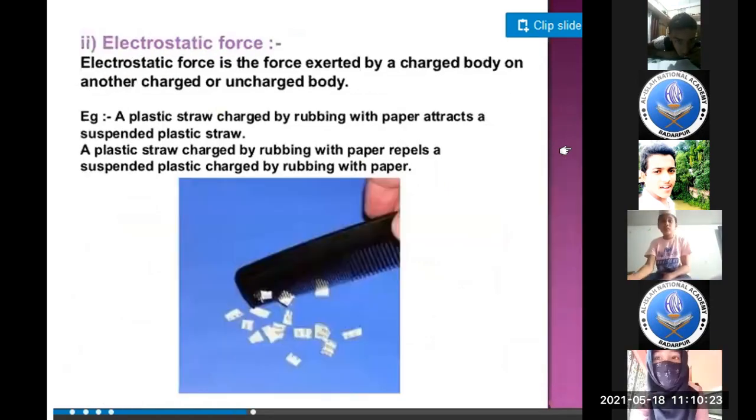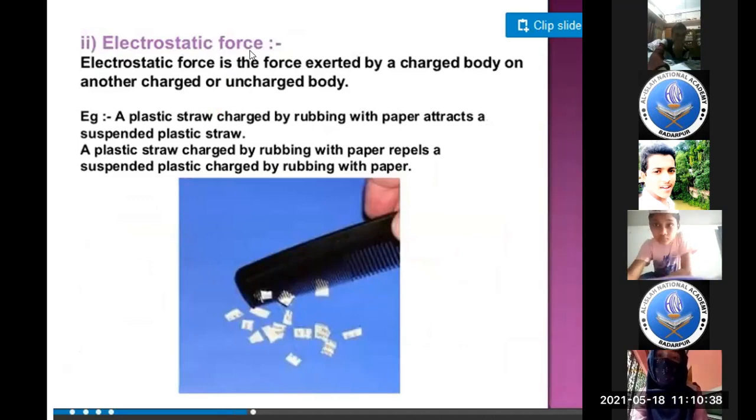Next example, you can see the electrostatic force. That experiment you can do at home today. Electrostatic force is the force exerted by a charged body on another charged or uncharged body. A plastic straw charged by rubbing with paper attracts a suspended plastic straw. A plastic straw charged by rubbing with paper repels a suspended plastic straw charged by rubbing with paper.